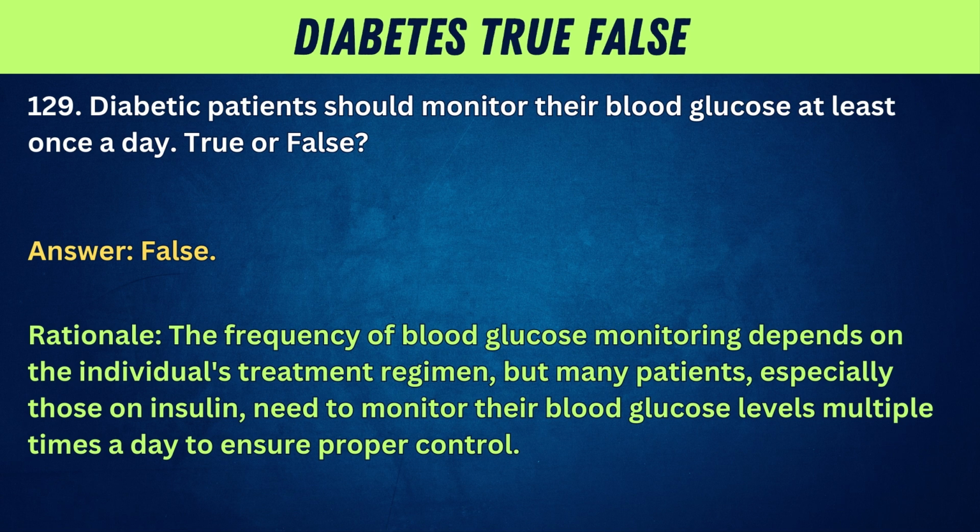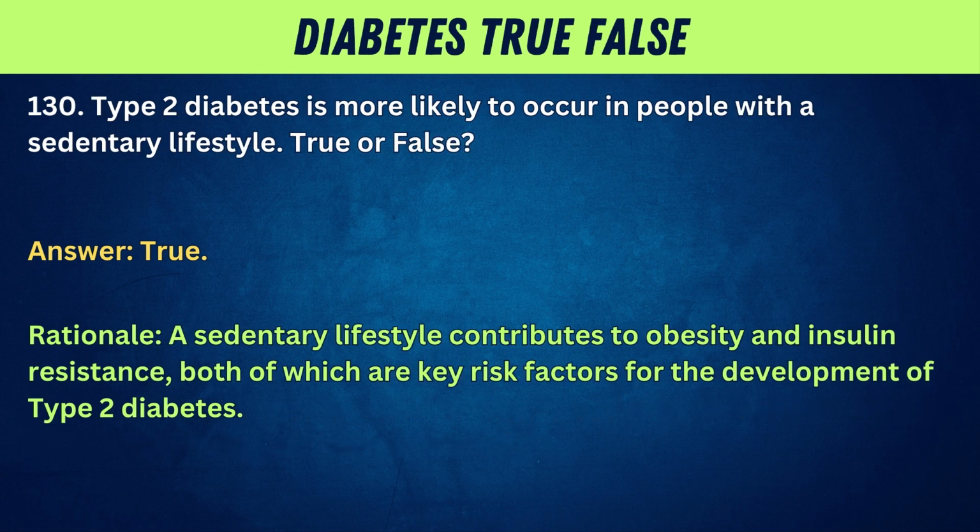True or false? Answer: false. Rationale: the frequency of blood glucose monitoring depends on the individual's treatment regimen, but many patients, especially those on insulin, need to monitor their blood glucose levels multiple times a day to ensure proper control. 130. Type 2 diabetes is more likely to occur in people with a sedentary lifestyle.